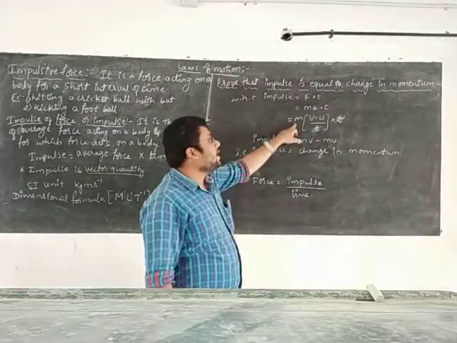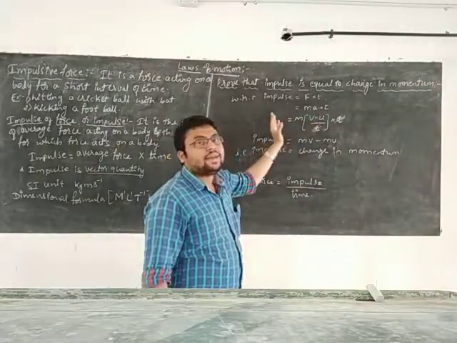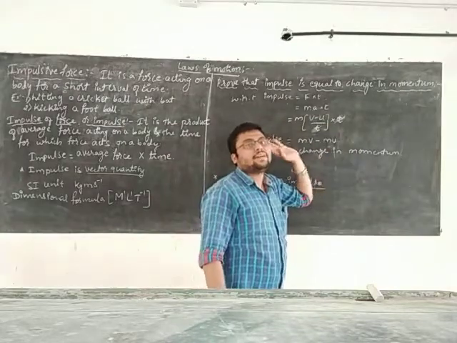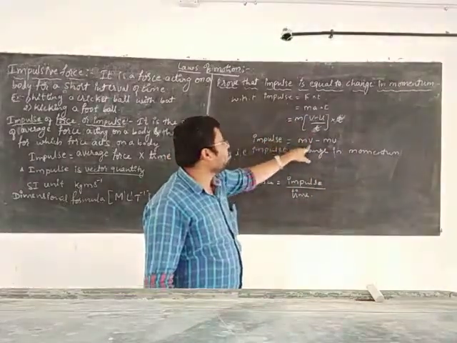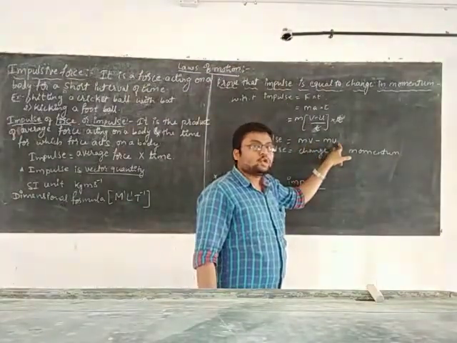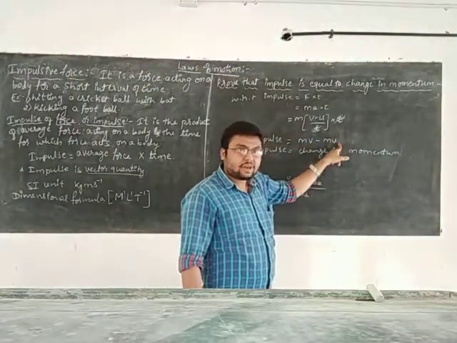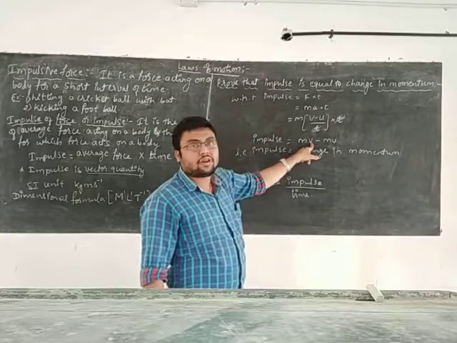What we have is m into (v minus u). If you bring that m inside, it is to be multiplied with both v and u. So that's why impulse is equal to mv minus mu. So here u means the initial velocity and v means the final velocity.